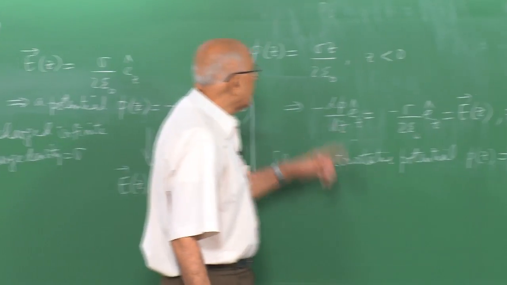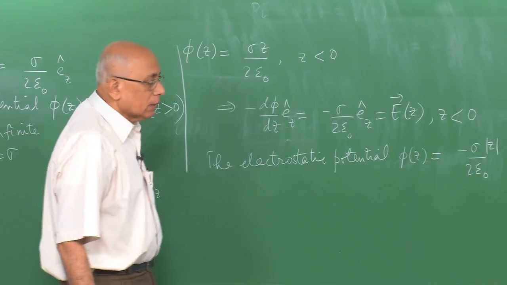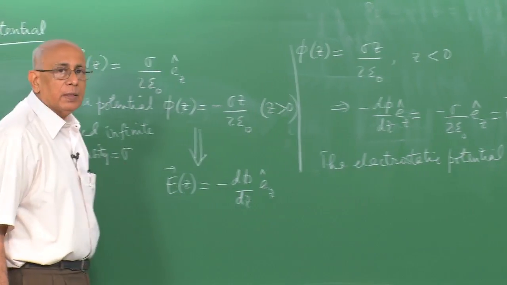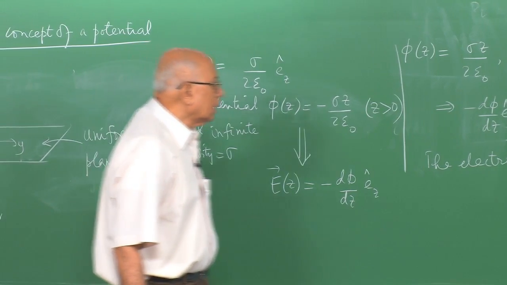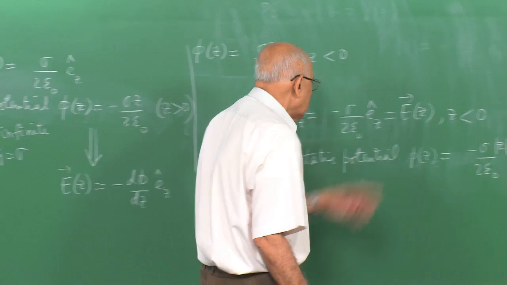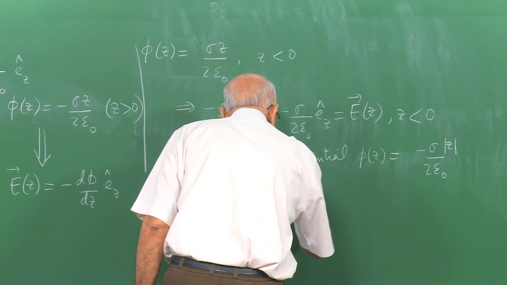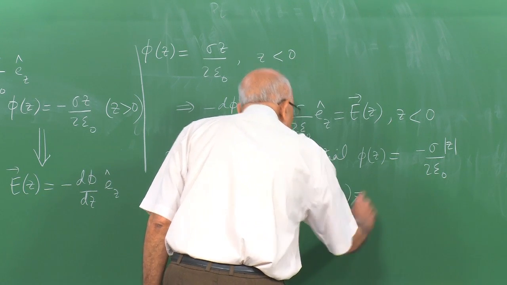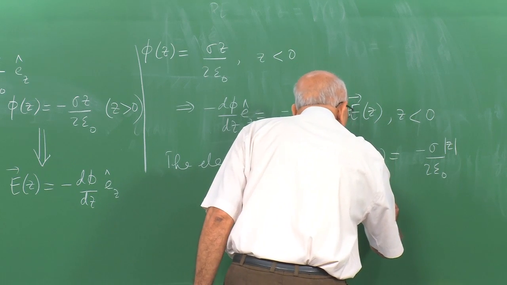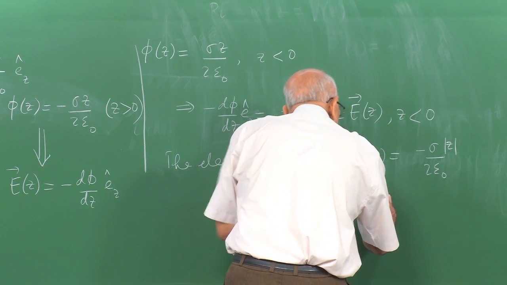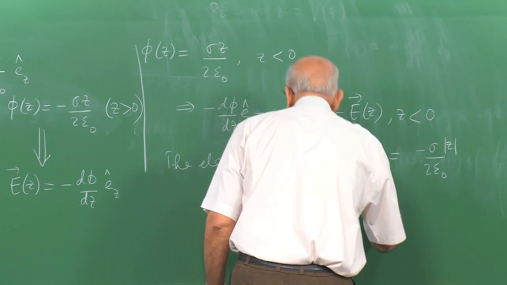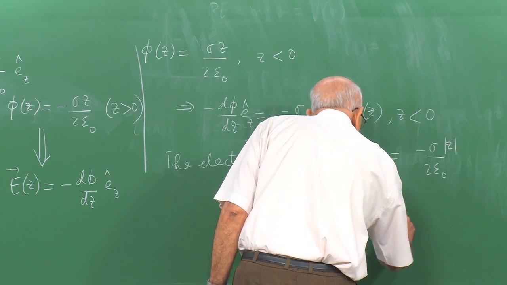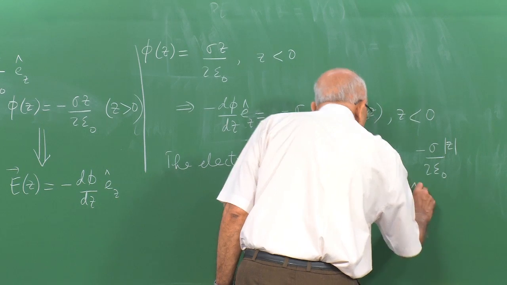Mod z is minus z in the case of z less than 0, so it gives you a plus sign here and you have a minus sign here. Okay. From this it follows, this implies that the electric field E of z is equal to, you need to differentiate it with a minus sign, whatever derivative we had, minus d phi over dz Ez.